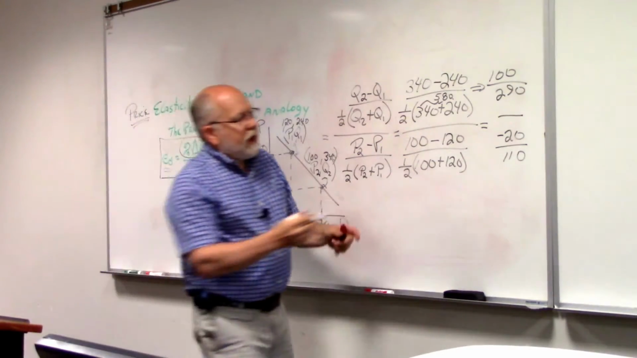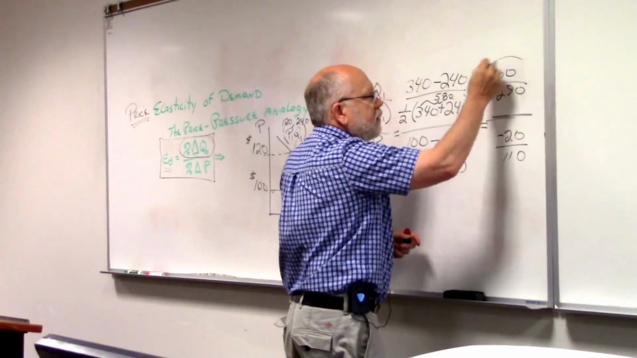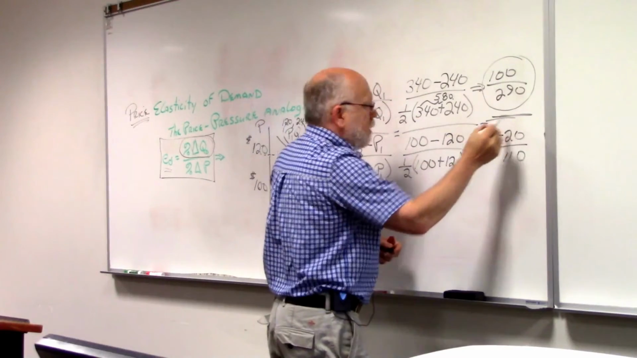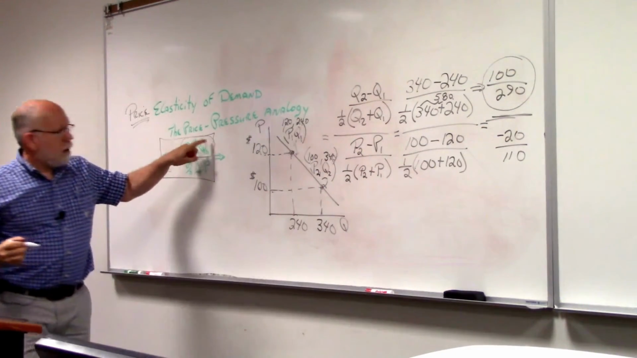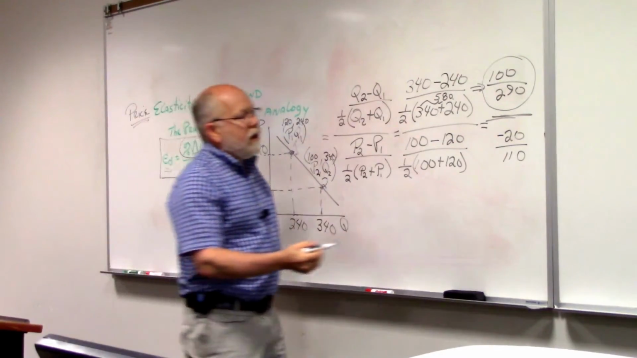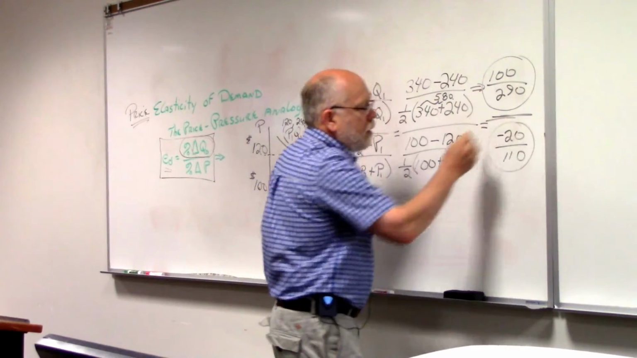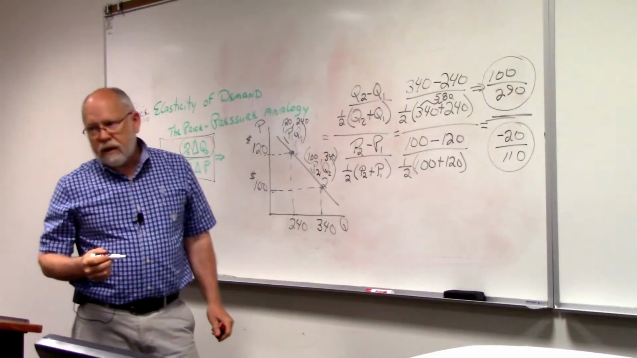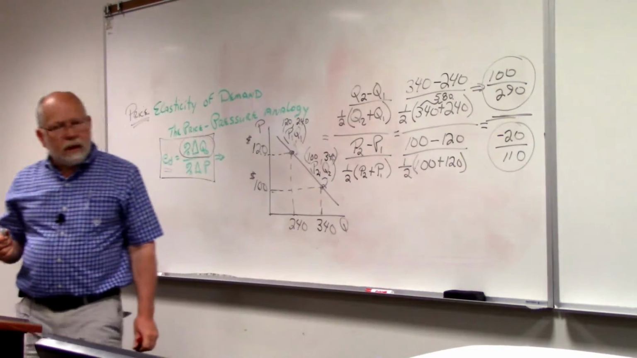And notice we got a negative sign here. This is the top number. This is this guy up here, percentage change in quantity. We're going to boil it down some more. This is the bottom number. But notice we got a negative sign in there.